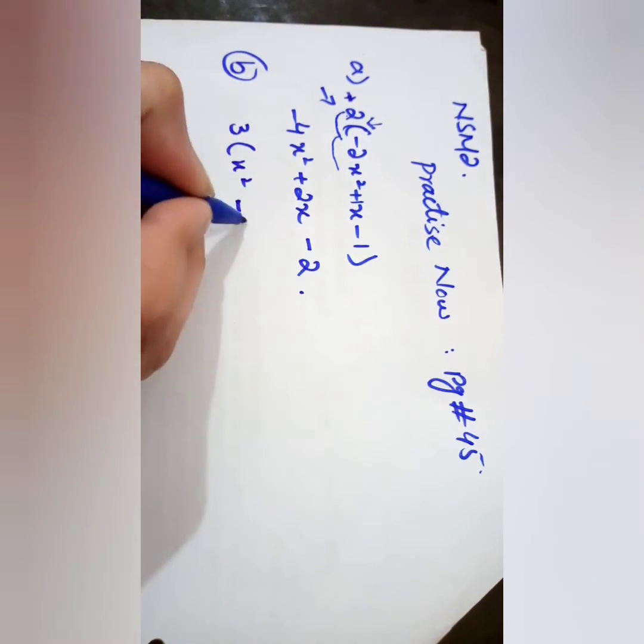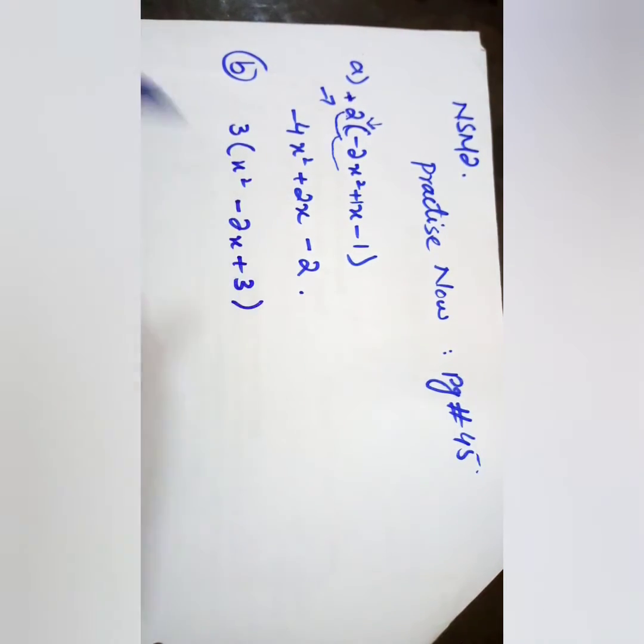3x square minus 2x plus 3. Again, there is no coefficient, so that means there is a coefficient 1. 3 1s are 3, and write the base as it is, x square, plus minus minus 3 2s are 6x, plus 3 3s are 9. Now move towards part C. 4x square plus minus 3x plus minus 1 plus 3x square minus 4.